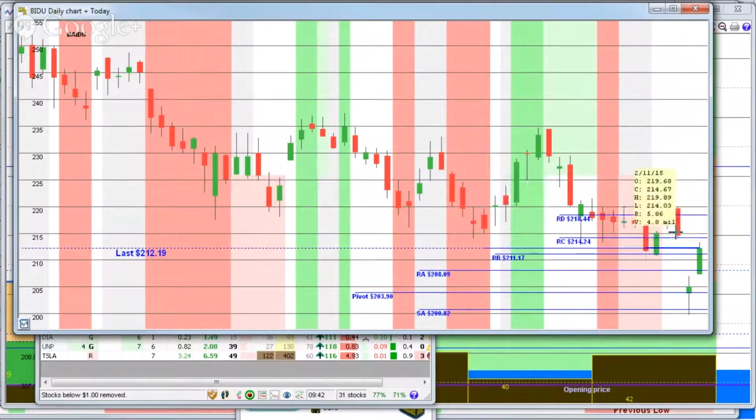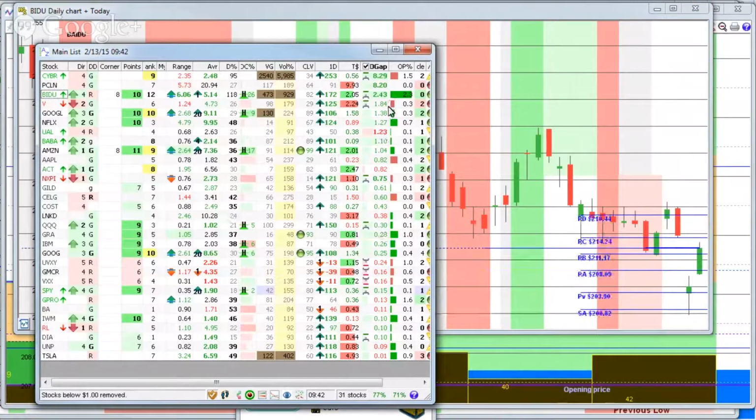So this one went red, and it gapped down. It ran down, ran back up, but the next day it gapped higher. It didn't like being down there. That was a big gap. So this is where you start to learn the feel of it all. We'll go back to the list for a moment. I'm giving you the high speed kind of tour. So that was Baidu. Here's Visa.